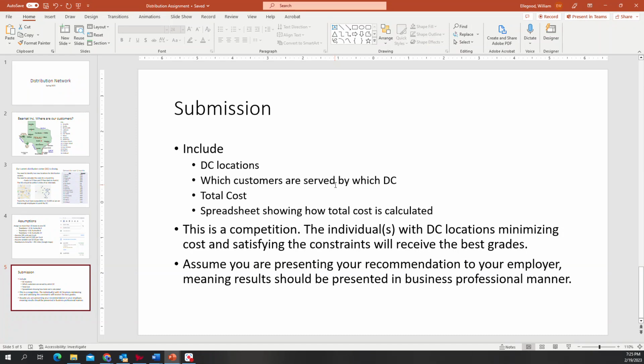Assume you are presenting your recommendations to your employer, meaning results should be presented in a business professional manner. If you have a spreadsheet, columns should have a header on them so we know what that column represents. Wherever the total cost is, it should say total cost. Use whatever method you want for identifying the locations of your DCs, whether it be Solver, center of gravity, or some other method, even a dartboard.